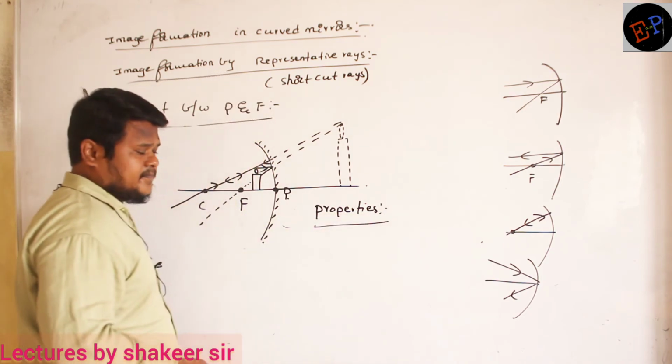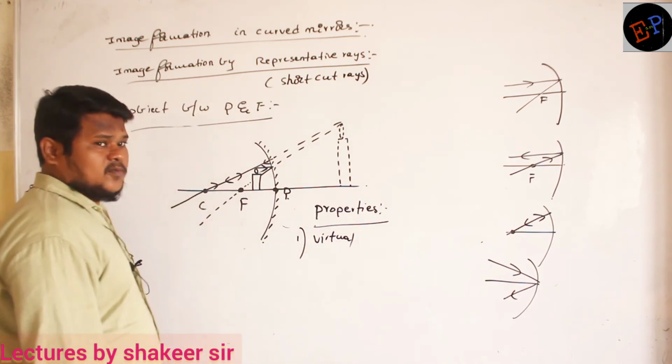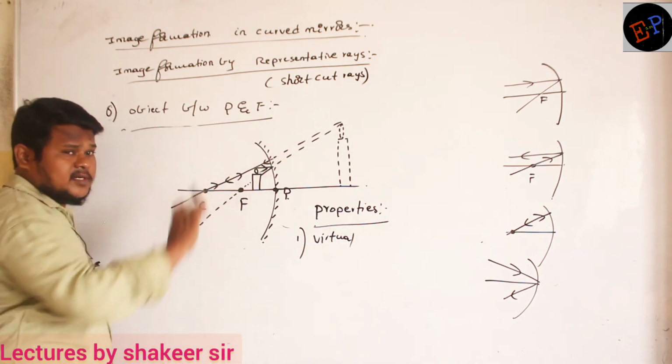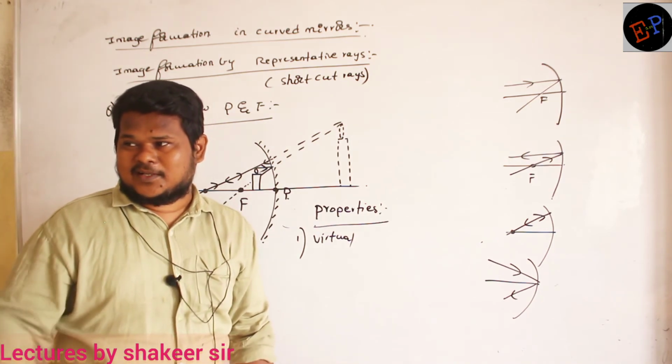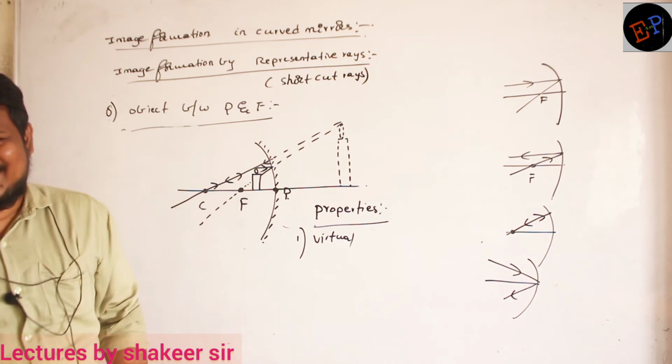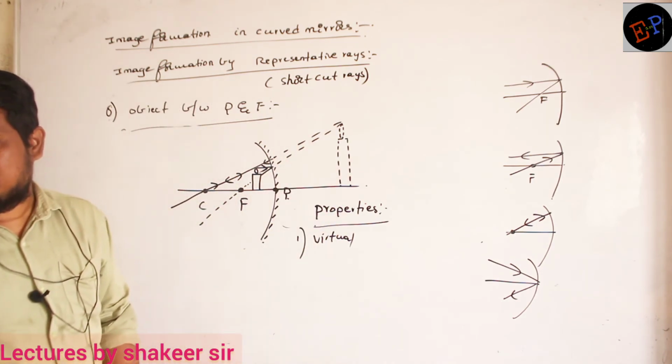Properties of images: the first one is that it is a virtual image, not a real image. Virtual image means you can see that image inside the mirror. You cannot take it on a screen. Are you able to understand, ma?